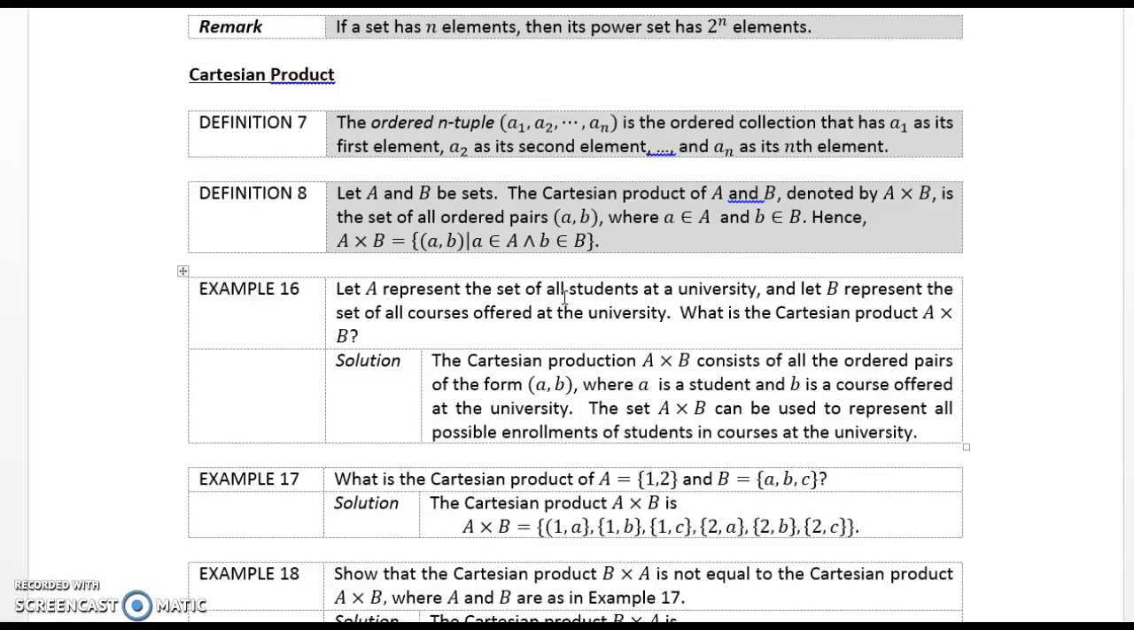Definition 8. Let A and B be sets. The Cartesian product of A and B is denoted A cross B and is the set of all ordered pairs (a, b) where a is an element of A and b is an element of B. Hence A cross B is the set of elements of the form (a, b) where a is an element of A and b is an element of B.